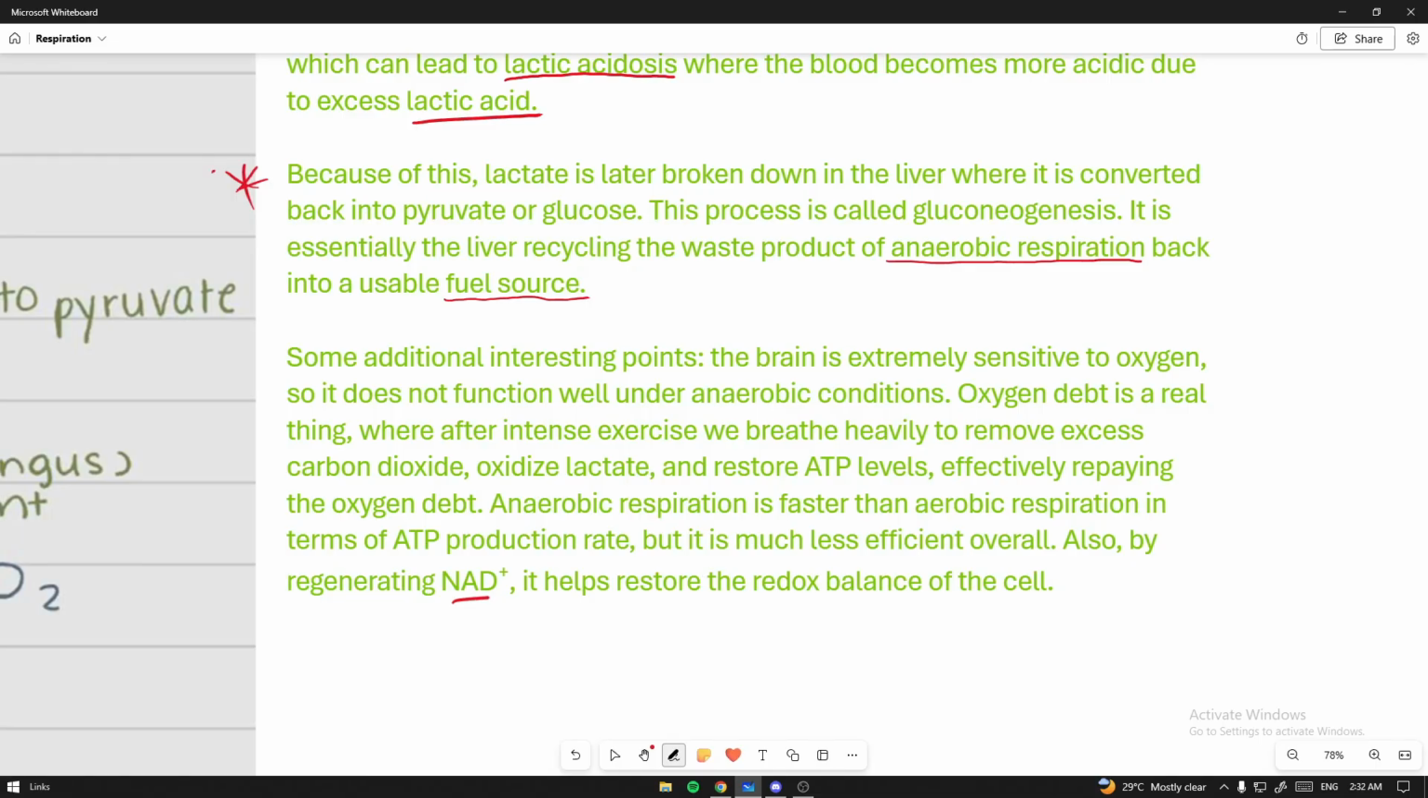Also, by regenerating NAD+, it helps restore the redox balance of the cell. So basically, it's saying that NAD+ has a positive charge, and NADH does not, so when there's a lack of NAD plus, there's gonna be a shortage of positive charge. It's gonna become slightly negative, right? So in our body, we need to maintain the charge. We need to maintain the electrical gradient in our body. So NAD plus also does that.